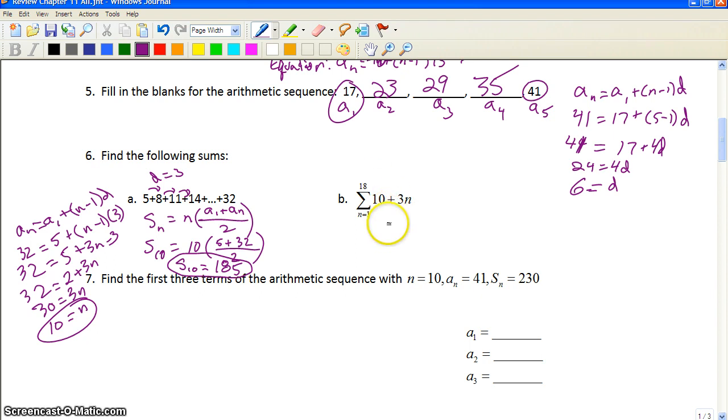So what we need is the sum of the first 18 terms, because it starts at 1 and goes to 18. So we're going to do 18. A sub 1 we don't know. A sub 18 we don't know, because we want the sum of the first 18 terms, so we go up to 18. But we can find those using the formula, 10 times 3 times 1, that'll be 13, so a sub 1 is 13. A sub 18 then is going to be 64.